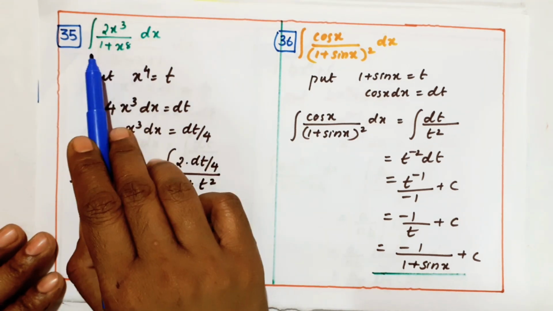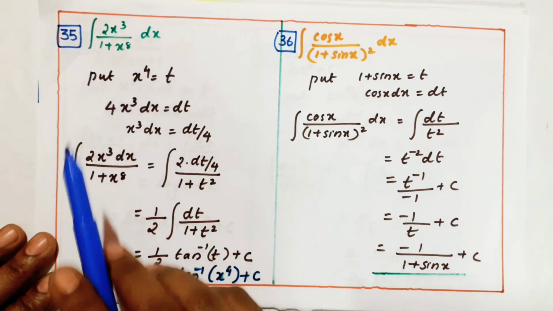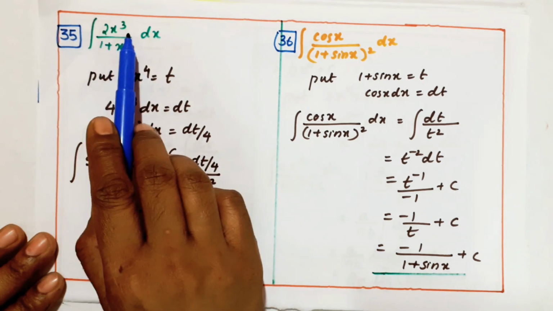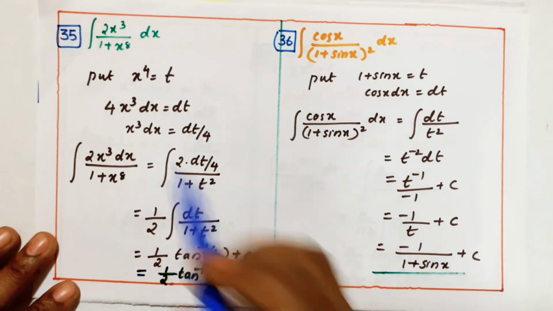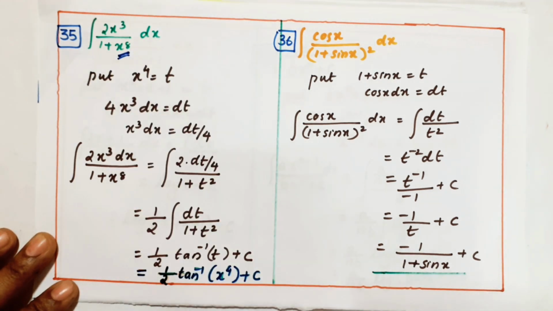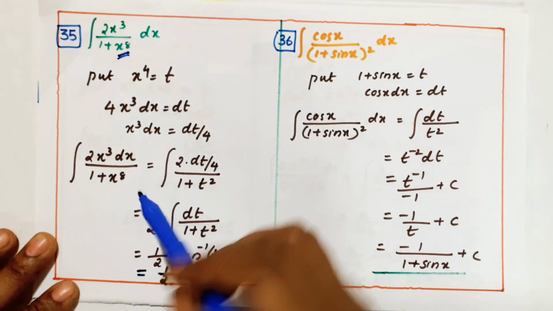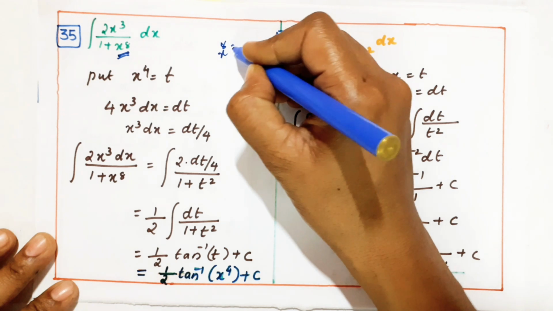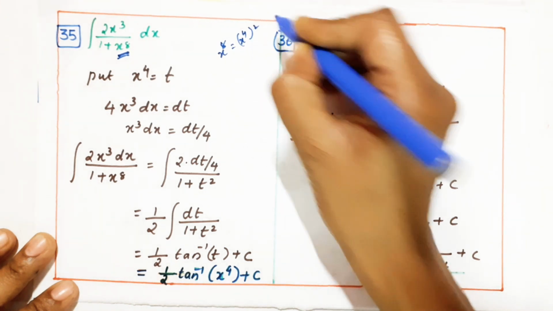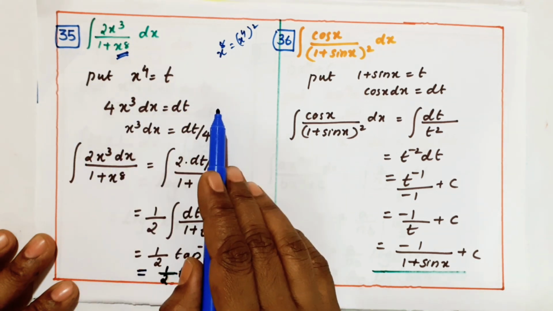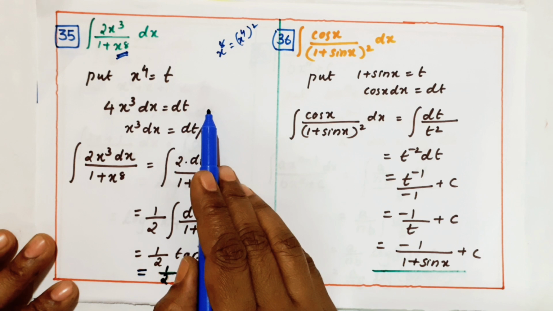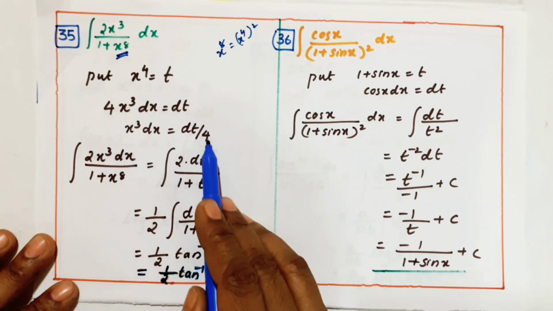Look at the next question. Integral of 2x cubed by 1 plus x power 8 dx. Same type of question we did in the previous video also. Here this x power 8 you see, we can write it as x power 4 the whole square, right? So I am substituting x power 4 as t. Differentiating both left side and right side, 4x cubed dx equals dt. X cubed dx is dt by 4.